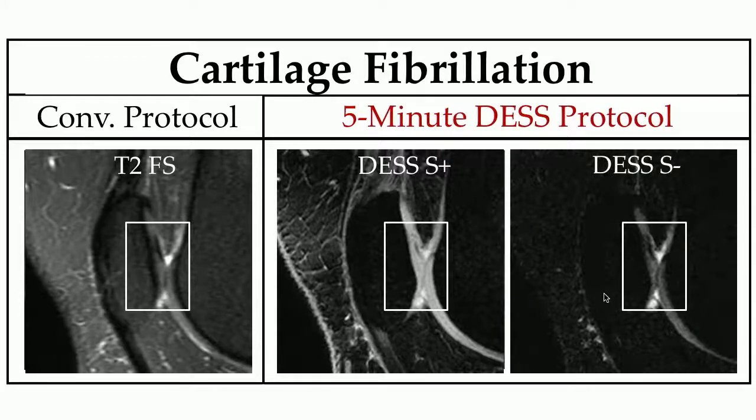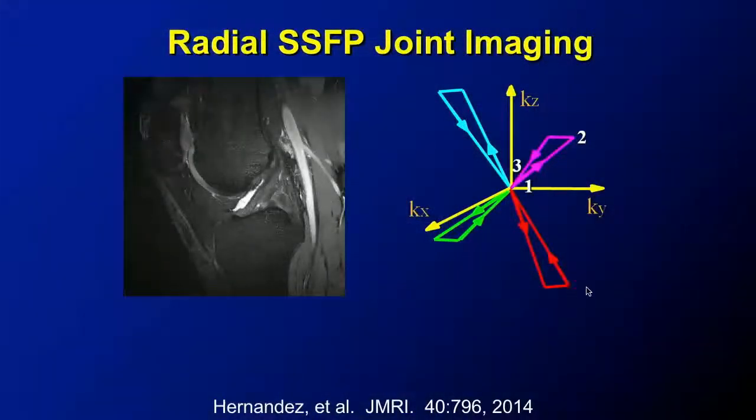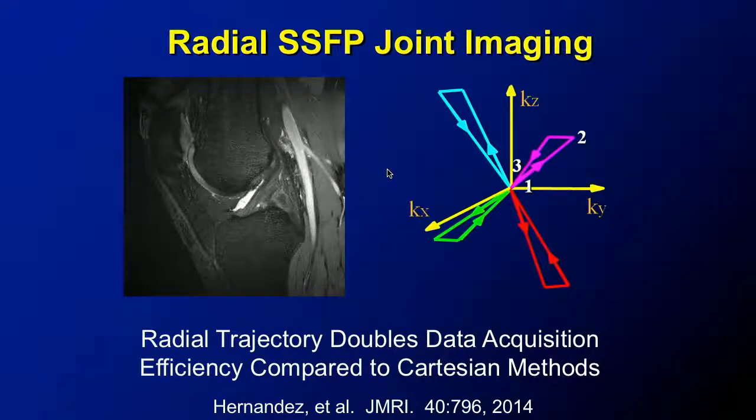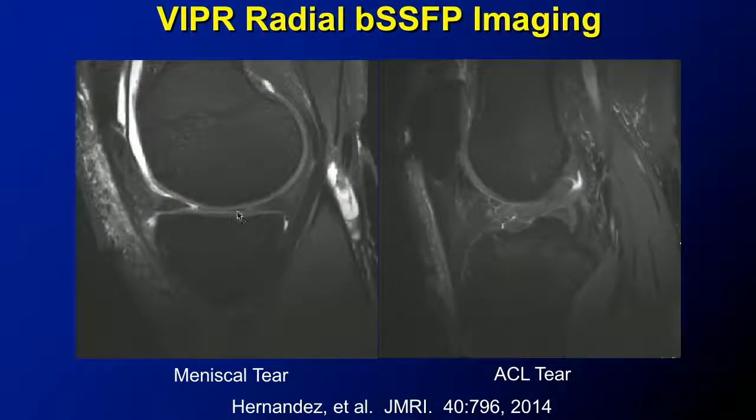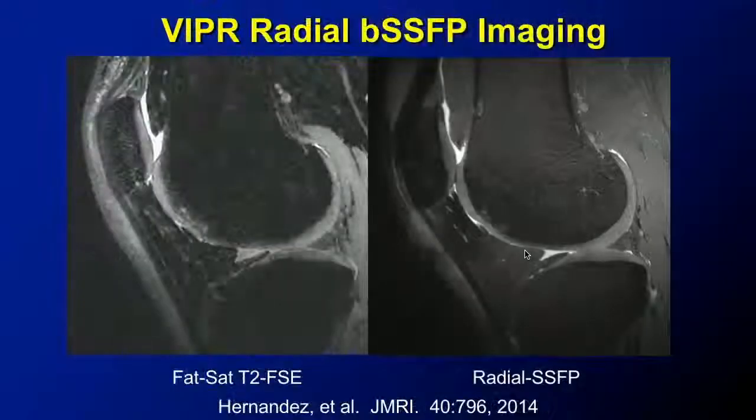Here is some cartilage fibrillation with the two different DESS contrasts. There are other ways to do the 3D acquisition. This is from the Wisconsin group, using a radial steady-state free precession technique here, which has a great scan efficiency compared with Cartesian methods, and also allows you to get very short echo times. Here's an example showing a meniscal tear and an ACL tear using this method. This has an isotropic resolution of about 0.3 or 0.4 millimeters.